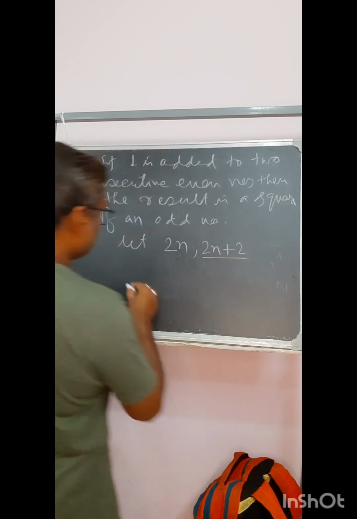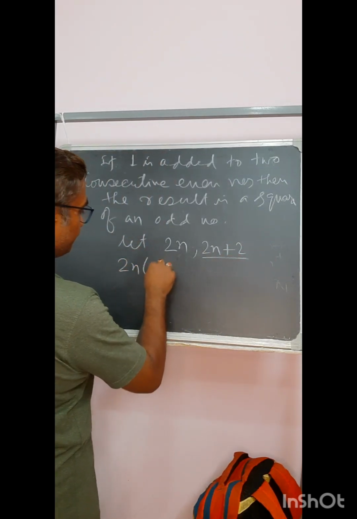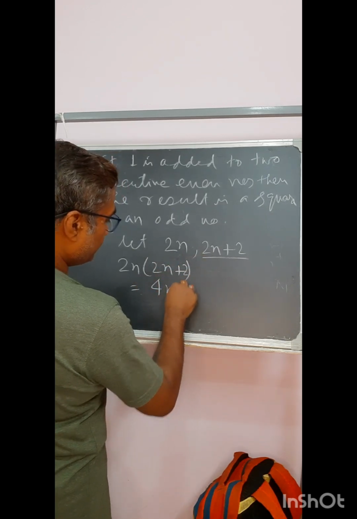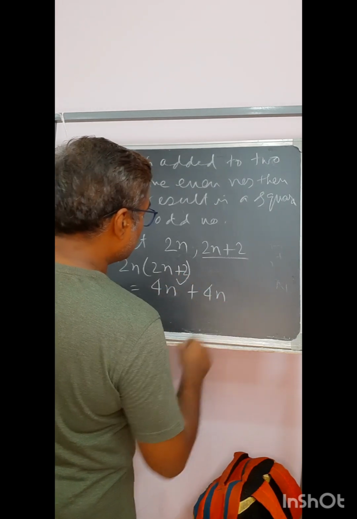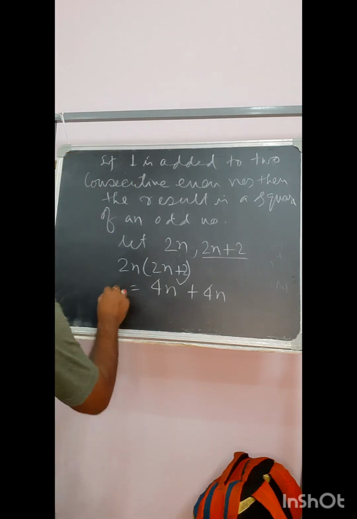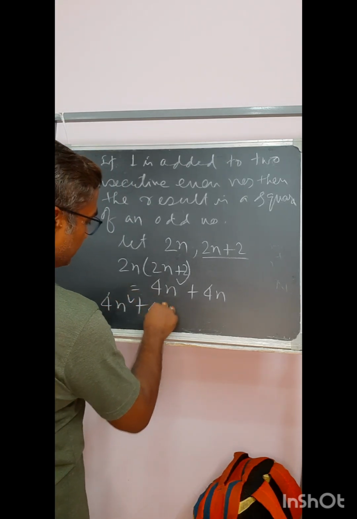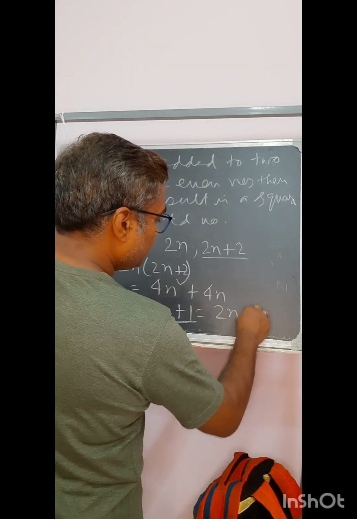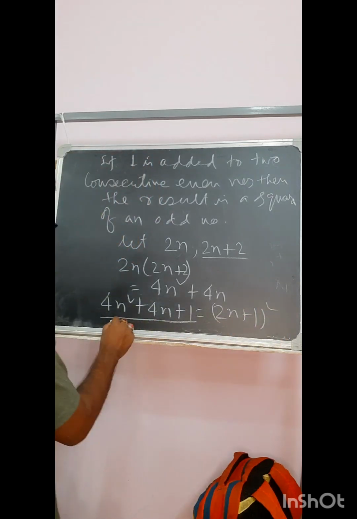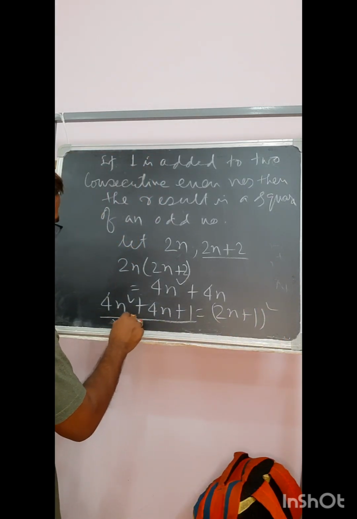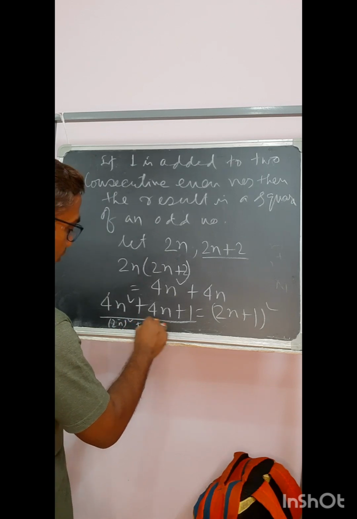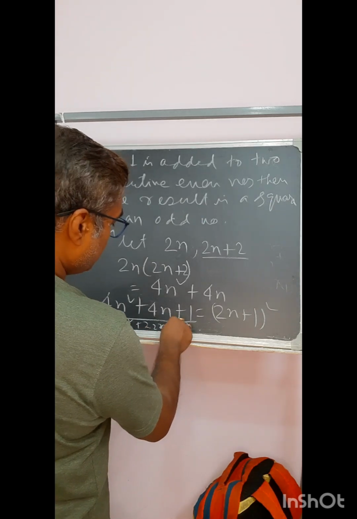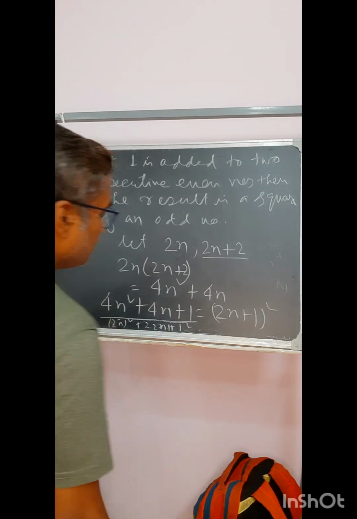Now I have to multiply these two. So let me multiply it. What will I get? I will get 4n square plus 4n. Now the condition is that I have to add 1 to this. So 4n square plus 4n plus 1 is definitely a square, because it is of the form a square plus 2ab plus b square, with a as 2n and b as 1. So that will give you 2n plus 1 whole square.